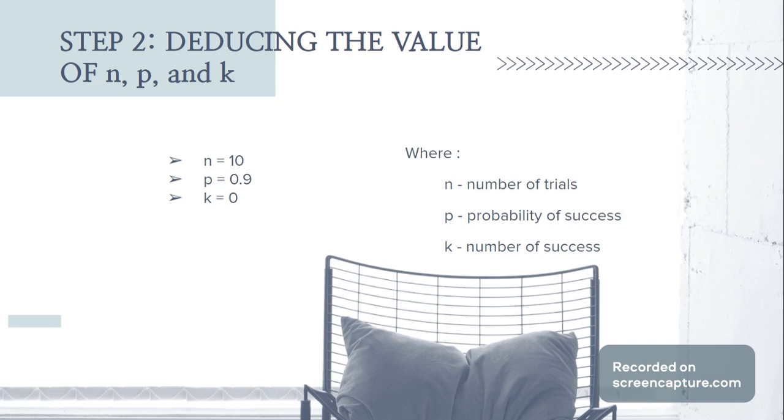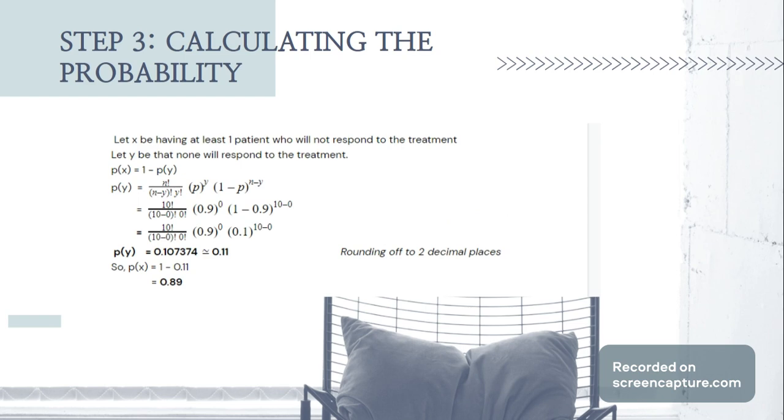To make this easier for ourselves, we can simply subtract the probability of having only 0 people who will not respond to the treatment from 1. This way, we will be accounting for the probability of having at least one patient who will not respond to the treatment, which gave us a value of k that is equal to 0. Third step now is calculating the probability.